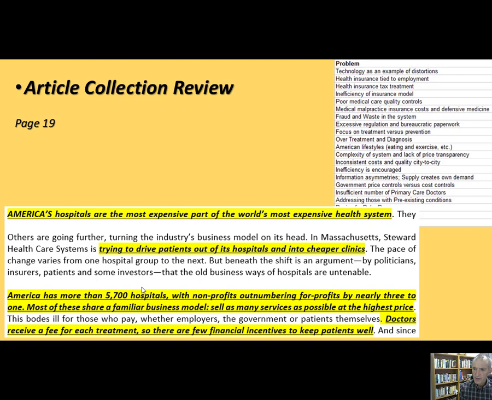America has more than 5,700 hospitals, with nonprofits outnumbering for-profits by nearly 3 to 1. So some people say it's a problem with the profit incentive. We have hospitals trying to make money, so of course everything costs a lot. They got a profit incentive, and yet the majority of our hospitals are not-for-profit hospitals. Most of these share a familiar business model: sell as many services as possible at the highest price. Doctors receive a fee for each treatment, so there are few financial incentives to keep patients well. So it gets back to this focus on treatment over prevention.